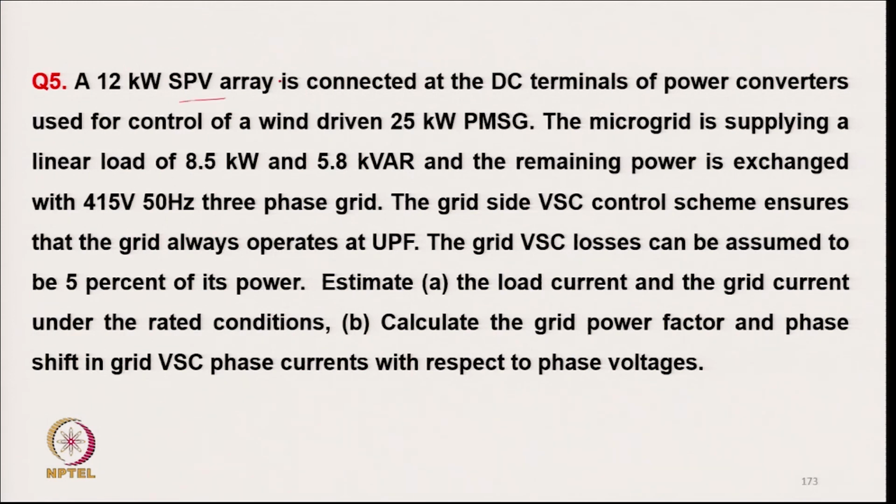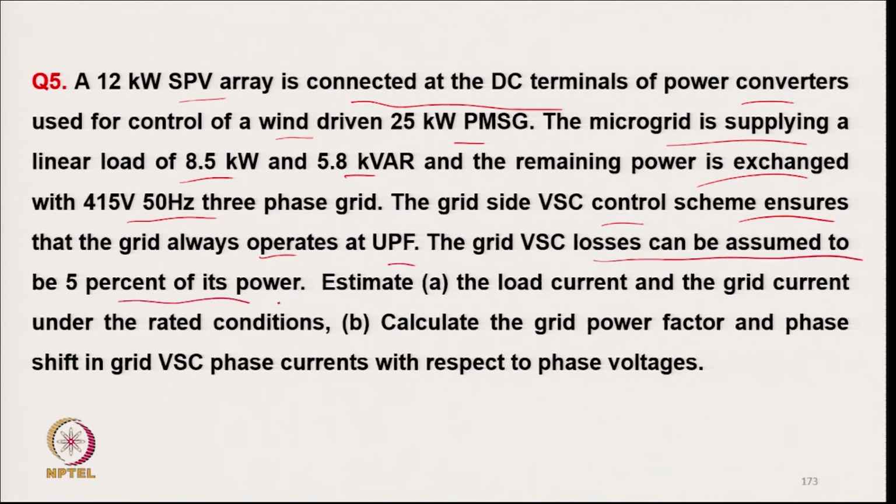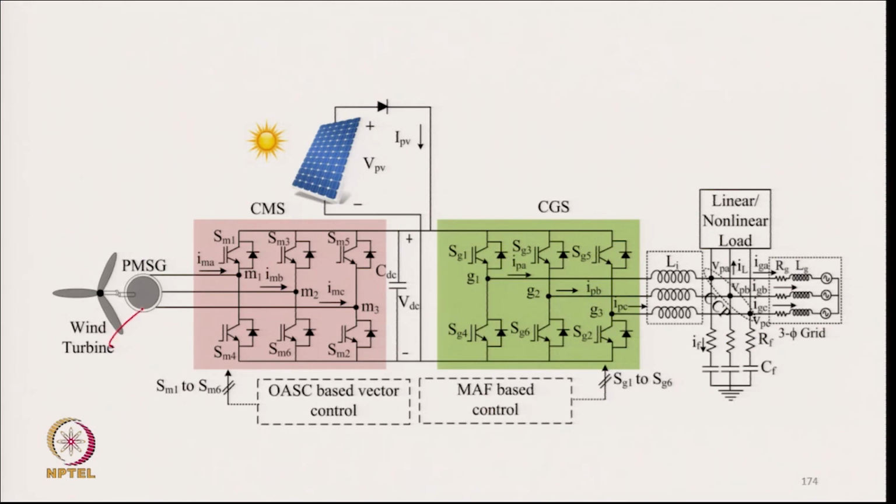Coming to example 5, a 12 kilowatt solar PV array is connected to the DC terminal of the power converter used for the control of a wind driven 25 kilowatt permanent magnet synchronous generator. The microgrid is supplying a linear load of 8.5 kilowatt and 5.8 kVAr, and the remaining power is exchanged with the 415 volt 3 phase grid. The grid side voltage source converter ensures the grid always operates at UPF, and the grid voltage source converter losses can be assumed 5%. Estimate A, the load current and the grid current under the rated condition, and B, calculate the grid power factor and the phase angle shift between the AC current with respect to the voltage. So, this is the system: we have wind generation from PMSG, we have solar power generation, and we are connecting this through the grid converter to the grid line.